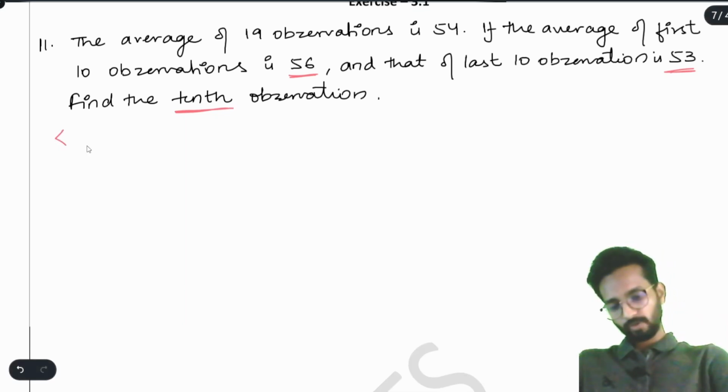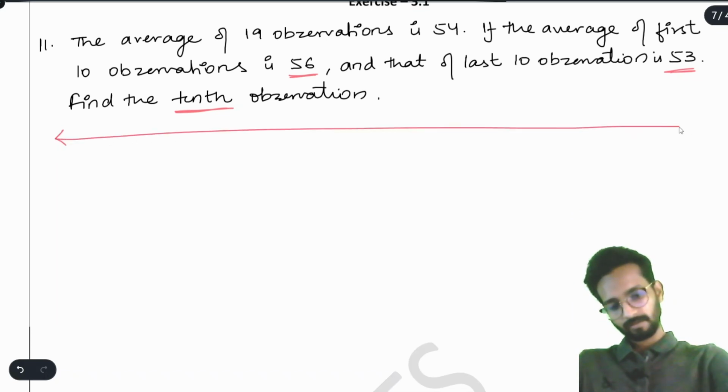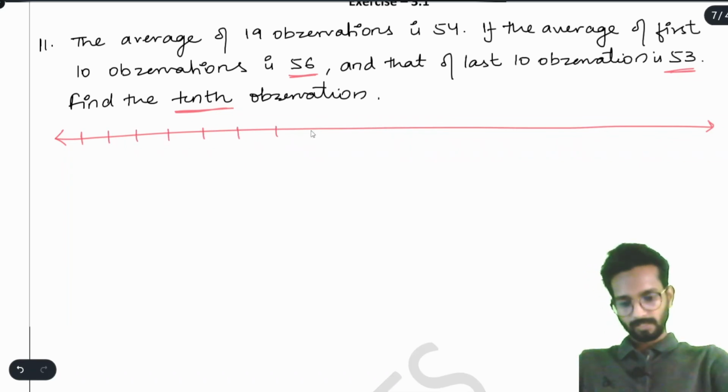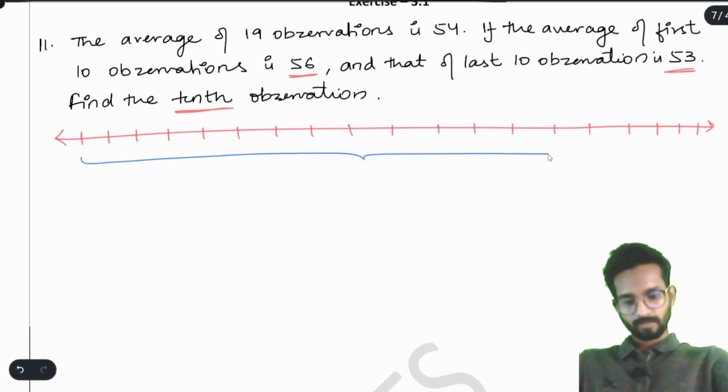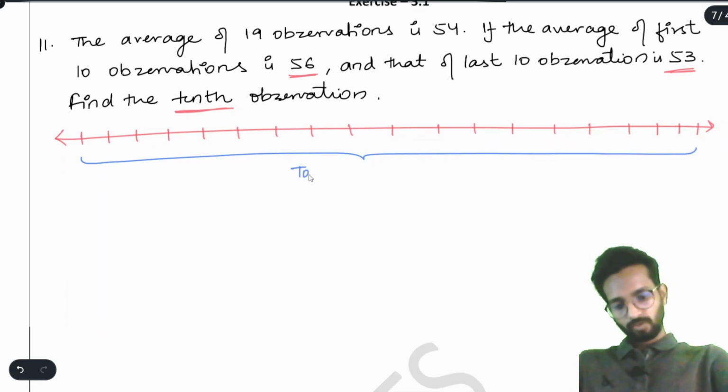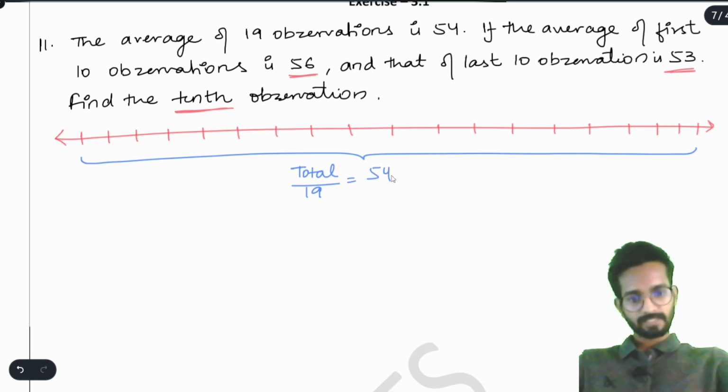Suppose I am drawing here a number line. There are totally 19 observations. 1, 2, 3, 4, 5, 6, 7, 8, 9, 10, 11, 12, 13, 14, 15, 16, 17, 18, 19. The average of 19 observation is 54. So I can say the average of all these numbers, it means total by 19 is given here 54. This is what the first line is saying.